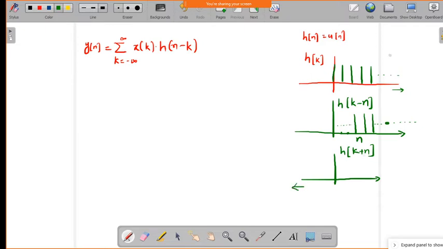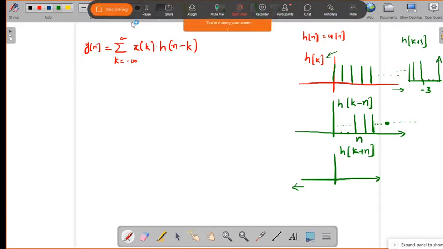If I take the example h of k plus 3, what will happen? If I take this as h of k and shift the signal to the left side by 3 units, what will happen? Till the value of minus 3 the signal will be 0, is it not? I am shifting the signal by 3 units. Sorry, this is in the positive direction, right?